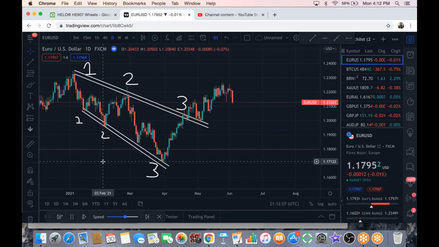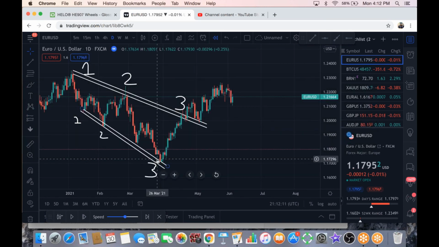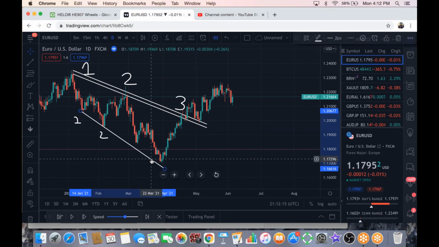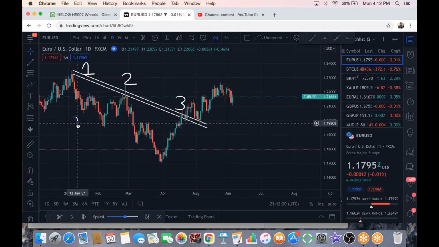This is massively important. So I'm going to pause this real quick, and I'm going to delete these lines here because I don't want you guys to get confused, because as the market moves, we're not going to keep these lines all the time. That's just not what we do.